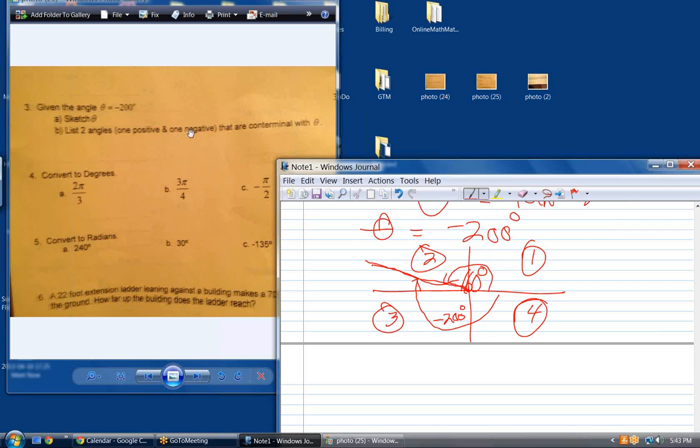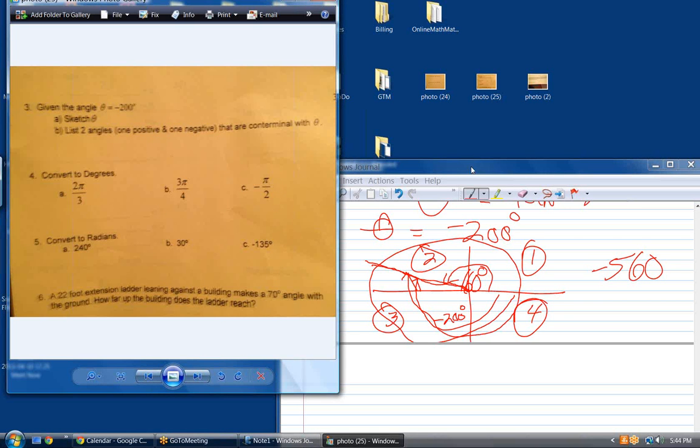What's a negative angle that is coterminal with theta? Negative 560. If I go around twice to get to that spot, that would be 360 plus 200, so it'd be 560. Negative 560, because they specified they wanted one positive and one negative. All right. Let's look at number 4.